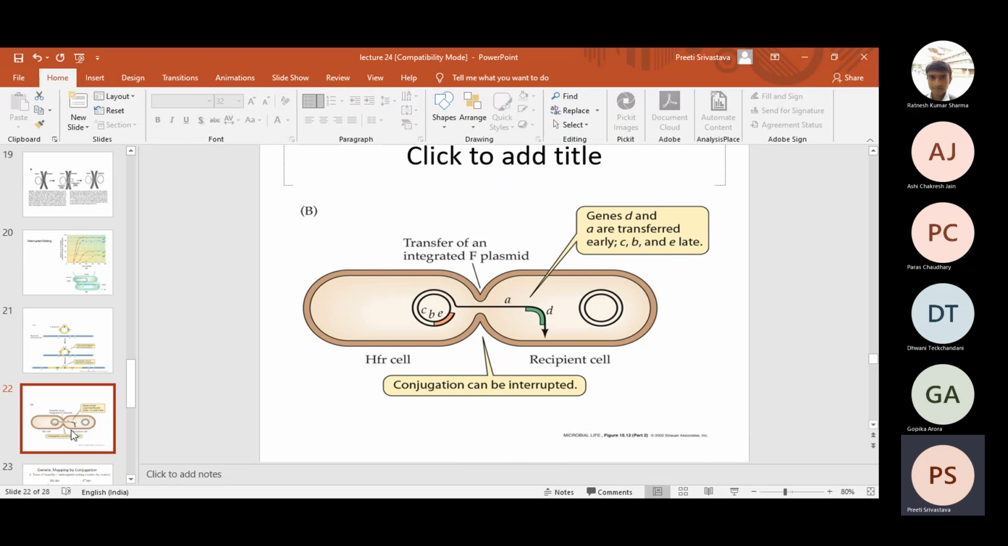So this is important, and then I'll show you a typical problem which you can try solving. Over here again it is shown that the transfer of the plasmid takes place from an HFR cell to the recipient cell, and the markers, for example genes D and A, are transferred early, while C, B and E are transferred late. So accordingly you can prepare a map.